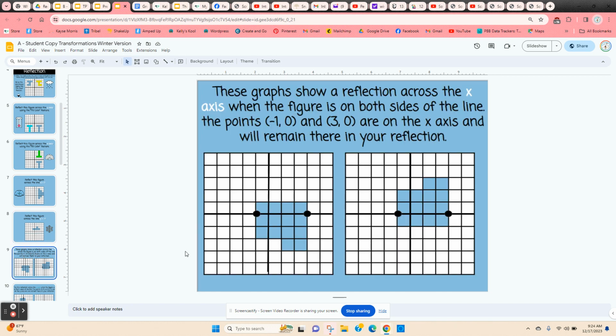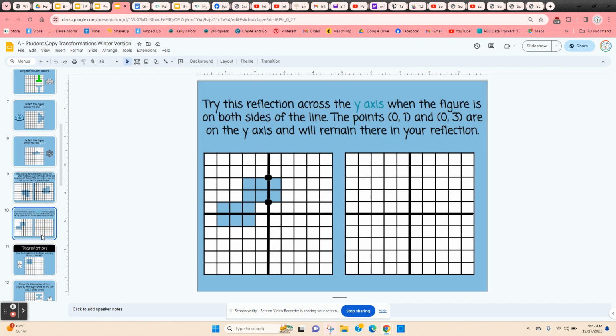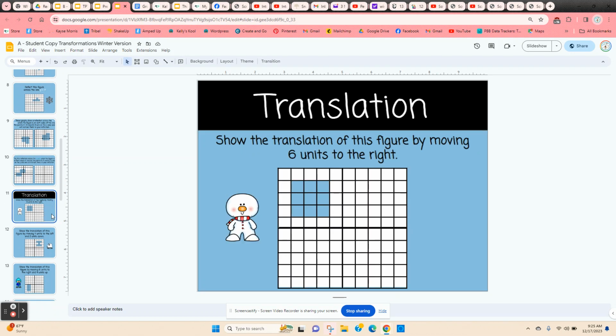And then show them how to reflect across the line when your figure is already partly across that line. So these 2 points on the line are going to act like a hinge. So if you just flip this figure straight up, it would look like this. And then students are going to try that on the next slide. Then we're going to move into translation.